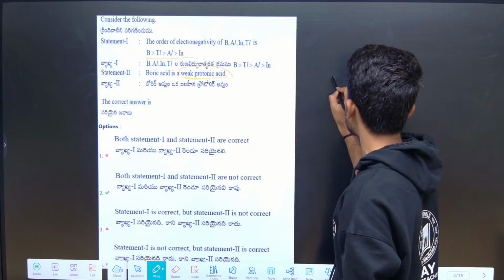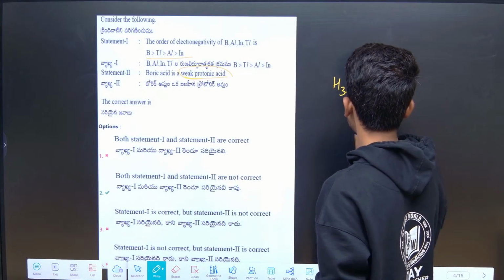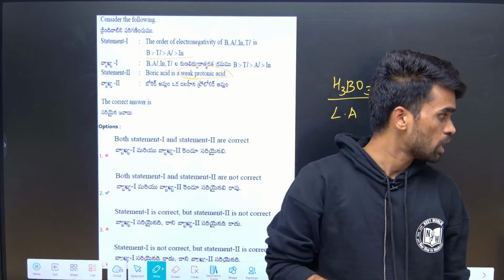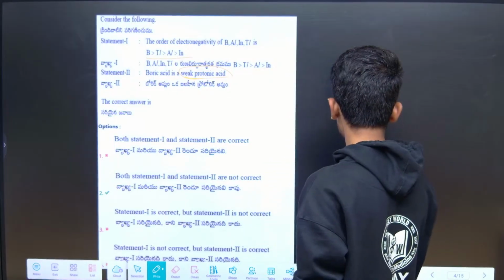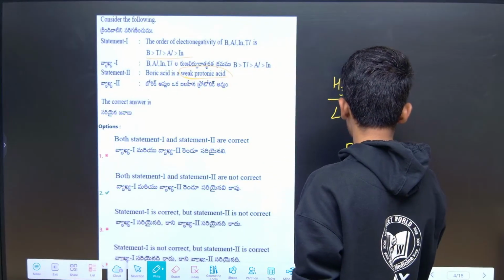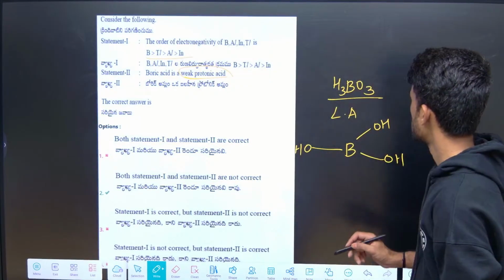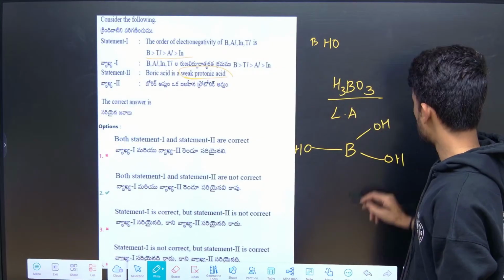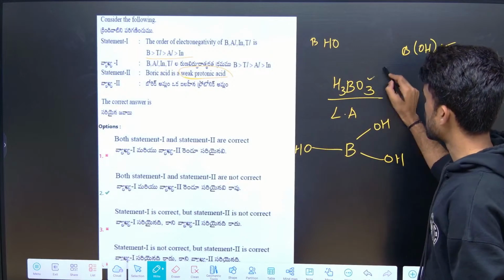Boric acid means what is the formula? H3BO3. So H3BO3 is a Lewis acid. What do we mean by Lewis acid? If you look into the structure, you will get more clarity. Boric acid will be like this, B(OH)3, three OH groups. This is the boric acid. We can also write like this.